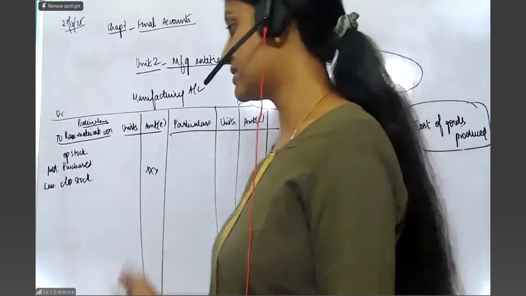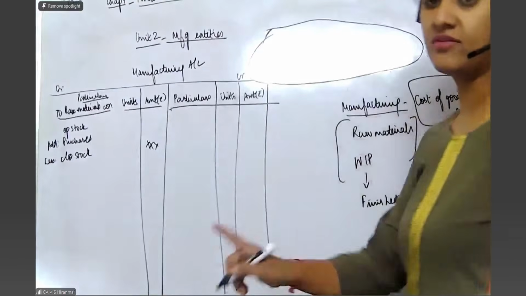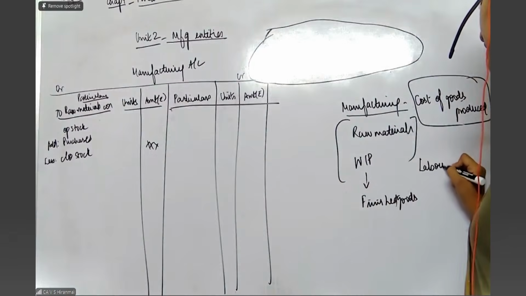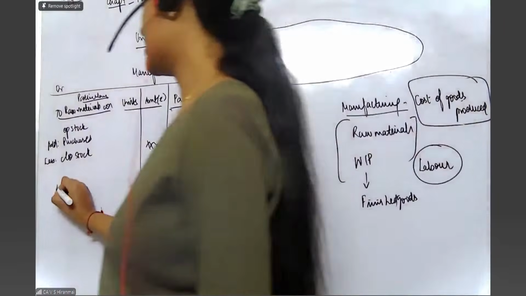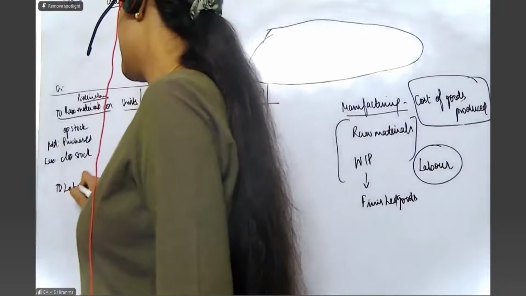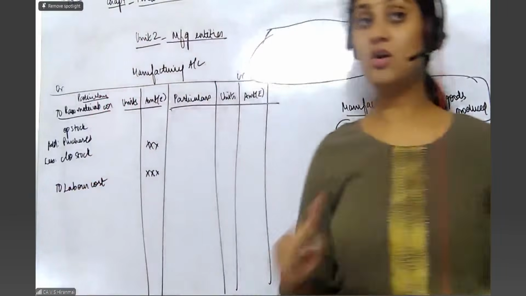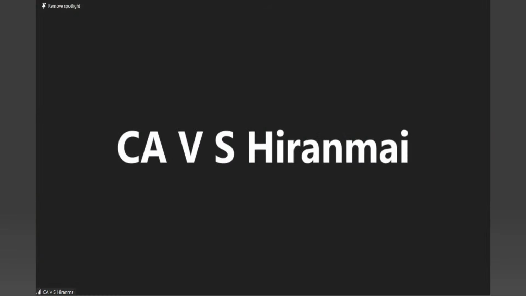Now come to the second value. The second one is for converting the raw materials into the finished goods, you should employ the labor. Correct? So the next one is the labor cost. The workers who are working on the goods to convert them into the finished products, it becomes the labor.